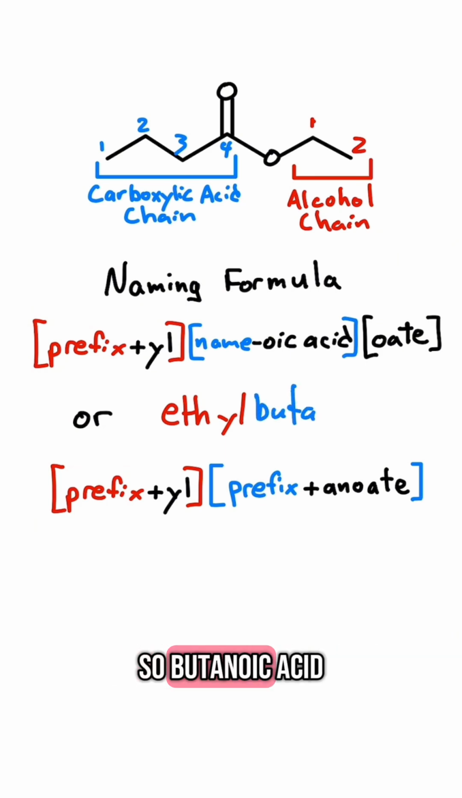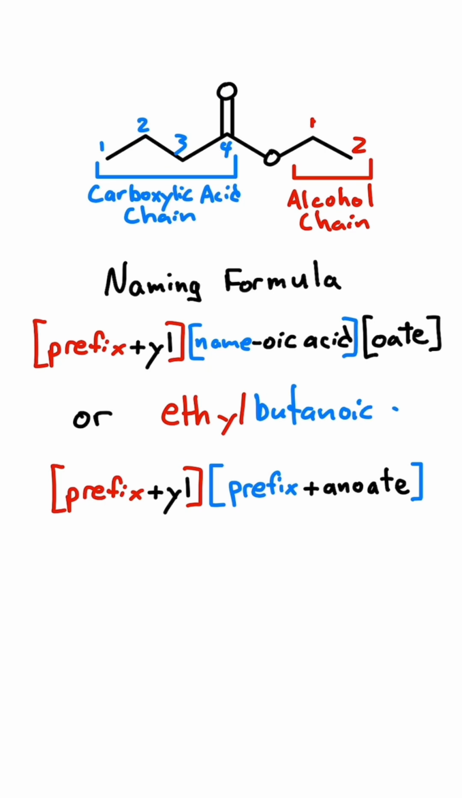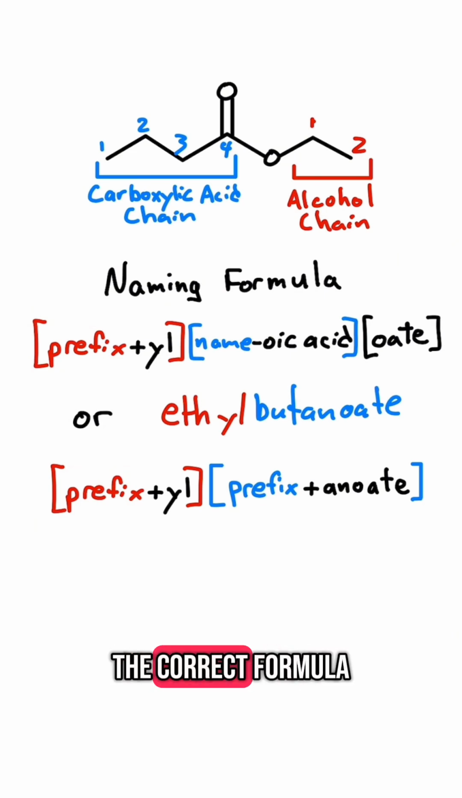So we have but, and then we have to drop off the oic acid portion of butanoic acid. So we drop that off, and then we add on our ate. And as I see this, I realize you could just drop ic acid and throw on an ate. You don't have to mess with an o. And that'll get you to the correct formula.